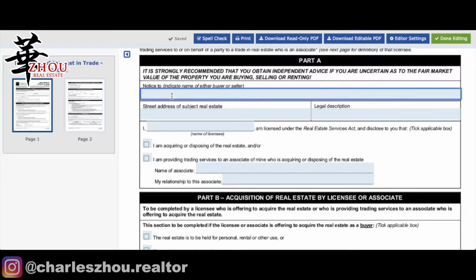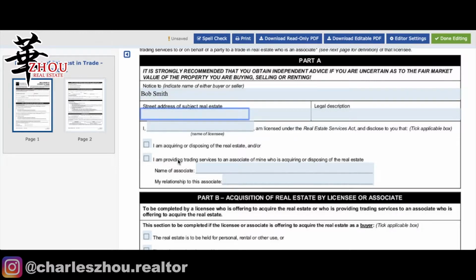So if you're disclosing, then notice to the seller or the buyer, say Mr. Bob Smith. And the address of the property we're purchasing or selling is 123 ABC Street. Okay, and then we put in the legal description here, and then I, Charles Zhou Craig, put your own name here. Depending on whether you're selling for yourself, then you click the first one.